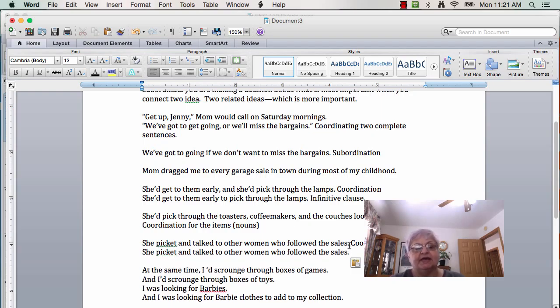Or we could say, oops, that would help if you typed right, she picked while she talked to other women. Now we've got subordination. But you have to ask yourself, what do you want? Do you want those two ideas the same? Or do you want one of them, "while she talked to other women," to be less important? That's up to you as a writer. That's a stylistic thing. And that's what learning grammar can help you do: pick up on the way you're writing and add different elements to it.